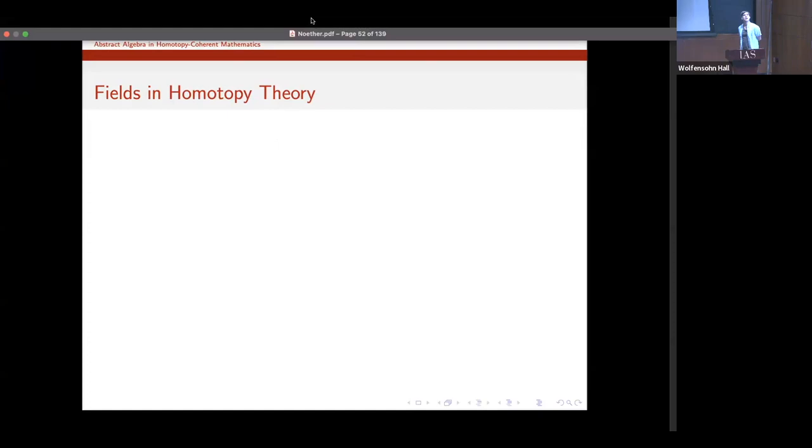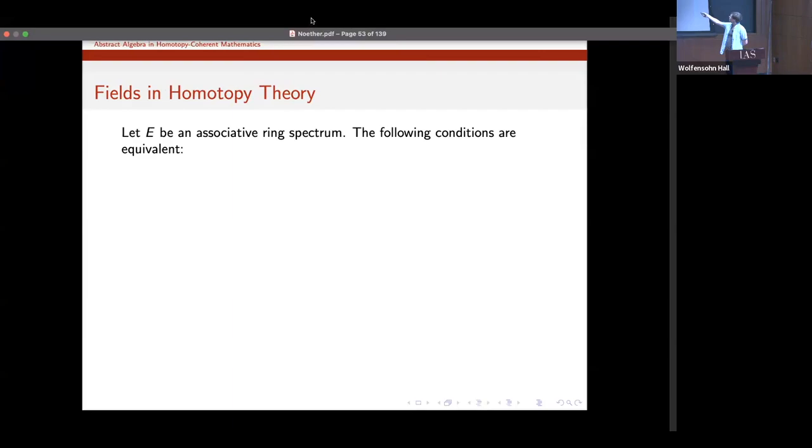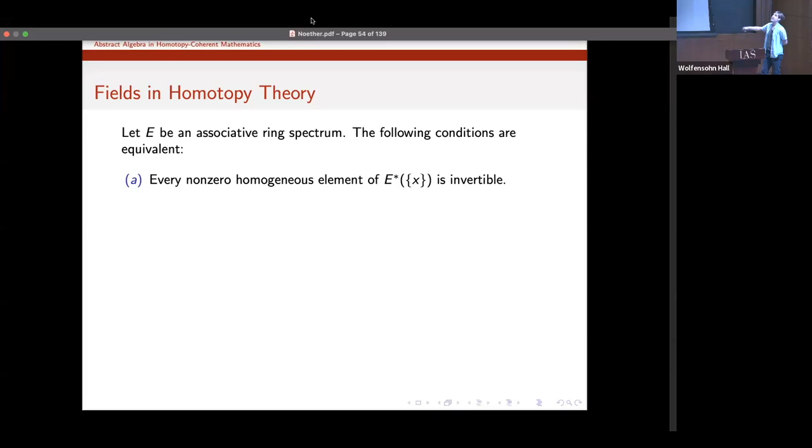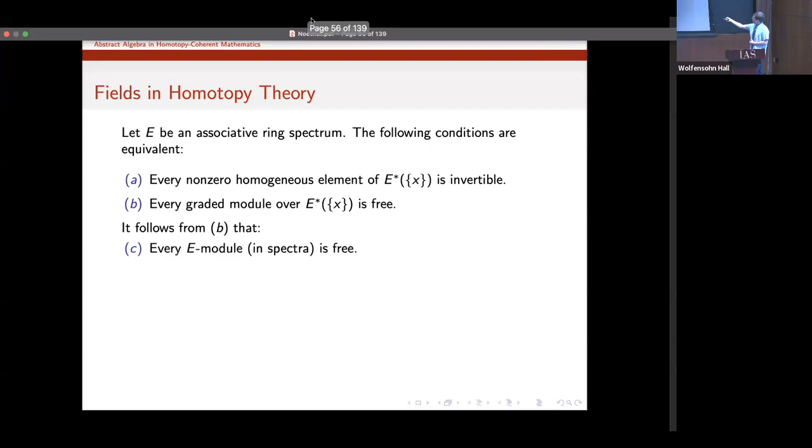And now let's just copy that definition in the world of stable homotopy theory. So let E be now an associative ring spectrum rather than an associative ring. The following conditions turn out to be equivalent. You can look at E star of a point, that's a graded ring, and you could demand that every non-zero homogeneous element is invertible. So the inverse of an element in degree n will be an element in degree minus n. And just an exercise in algebra is that's the same thing as saying that every graded module over this graded ring is a free module. And that's also equivalent to saying something in this world of homotopy-coherent algebra, which is that every E-module spectrum, every spectrum that has an action of this ring spectrum E, is a free module.